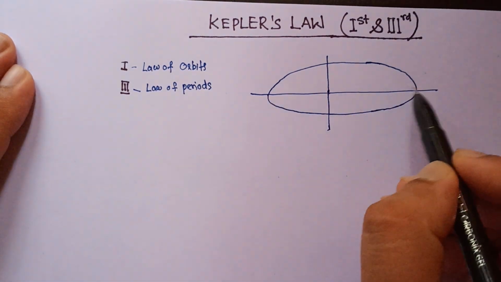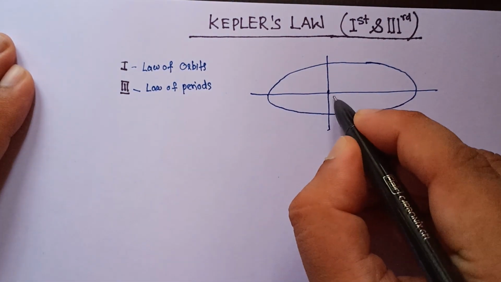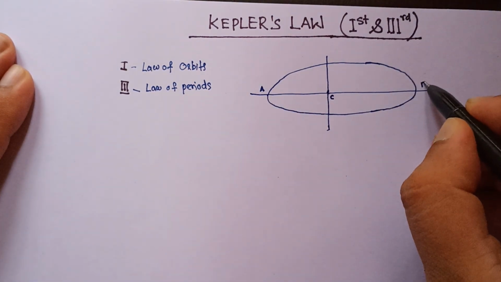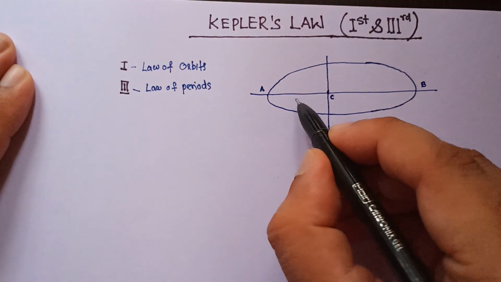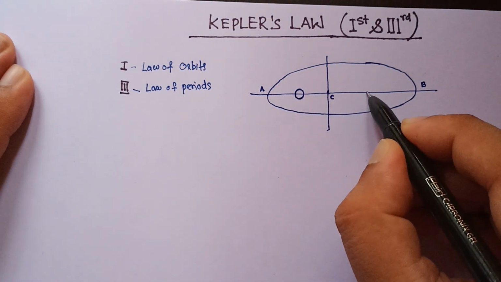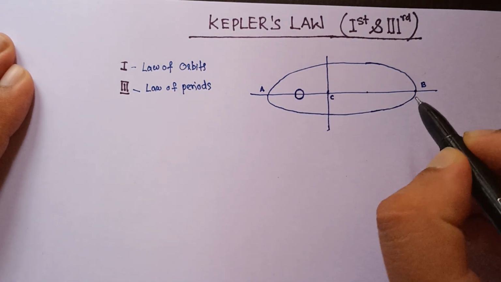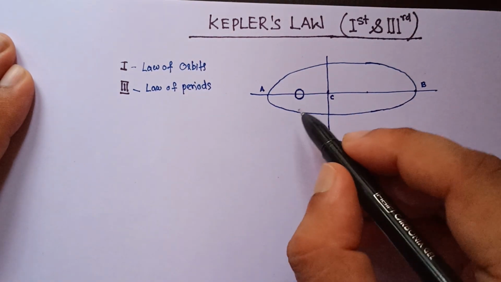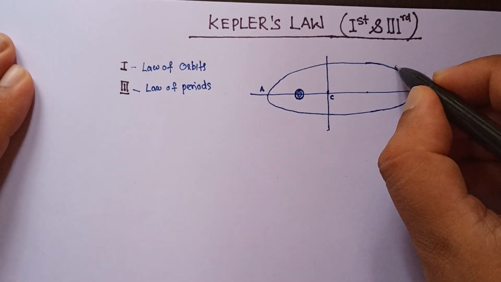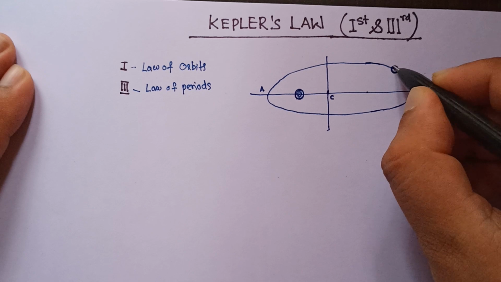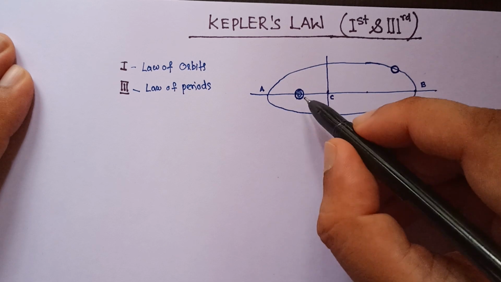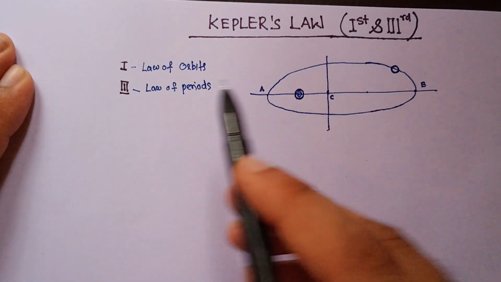These are the vertices of the ellipse, and this is the center of the ellipse, let's say C. Let's name these vertices A and B. Now the sun is located at the focus distance. So this is one focus, and here also we have a focus, where the sun is placed. Let's say we have the sun here, and I take a planet of mass m. It can be any planet, revolving around the sun in an elliptical orbit, where the sun is kept at the focus. That is called the law of orbits.